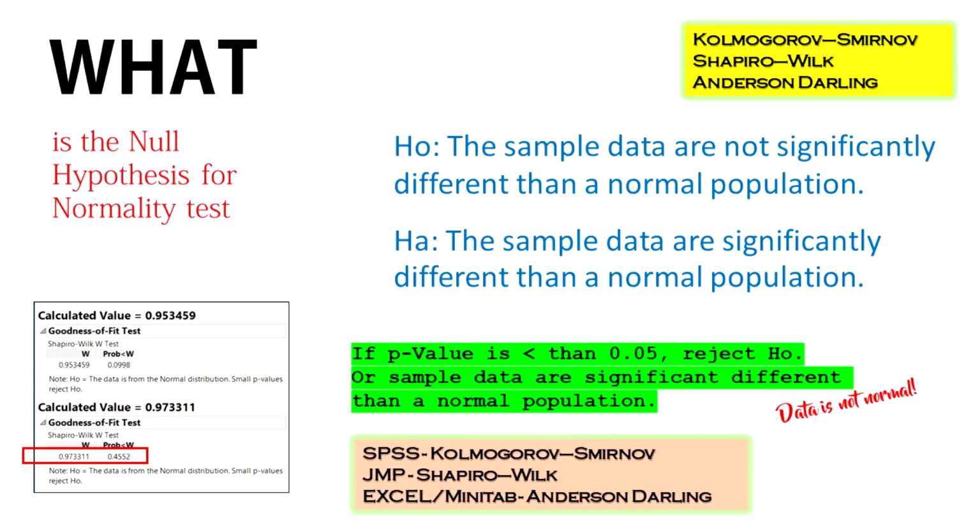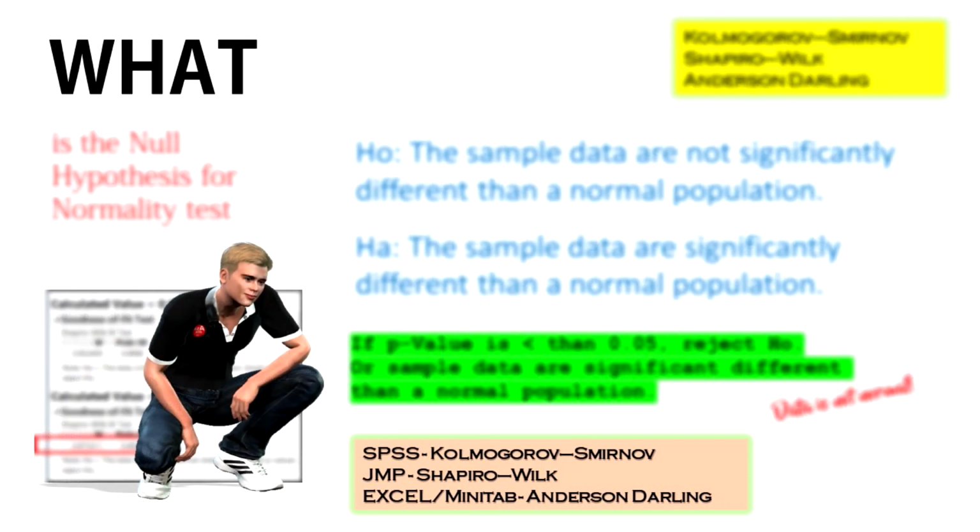There are several normal distribution tests available. The common ones are Kolmogorov-Smirnov, which is used by SPSS. JMP uses the Shapiro-Wilk test, while Excel and Minitab use the Anderson-Darling test.